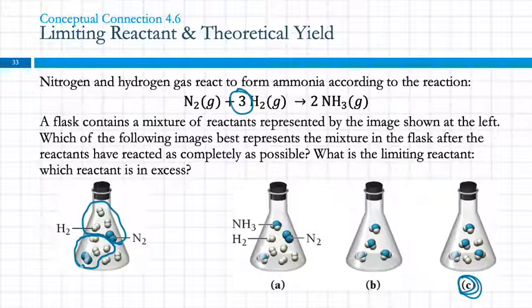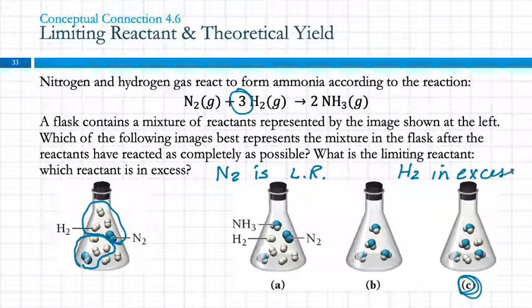That makes sense? So what's the limiting reactant? Nitrogen. So nitrogen is the limiting reactant, and we get tired of writing these things over and over again, so I often just write LR. And then what's in excess? The hydrogen. So hydrogen in excess. It doesn't matter how much more hydrogen there would be, we couldn't make any more ammonia because we ran out of the nitrogen.